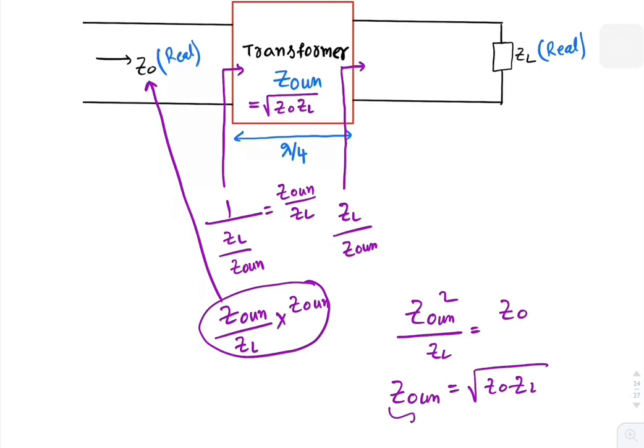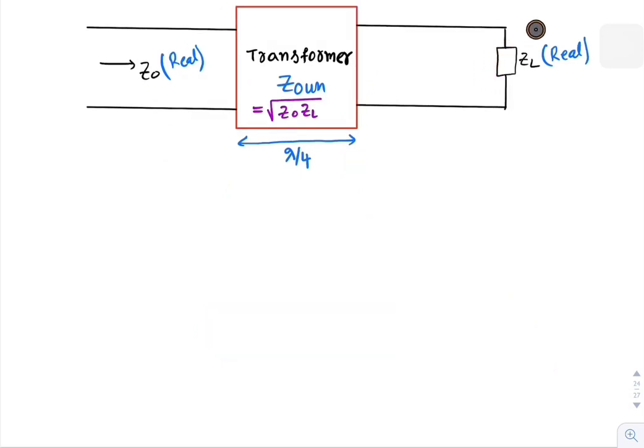That is, the characteristic impedance of the transformer is equal to the geometric mean of the characteristic impedance of the transmission line and the load value. Hence I can say, in order to match a real value of load impedance to a real value of characteristic impedance of a transmission line, I can use a transmission line itself, which I am going to call a transformer, whose length is lambda by 4 and whose characteristic impedance is the geometric mean of the load impedance and the characteristic impedance.